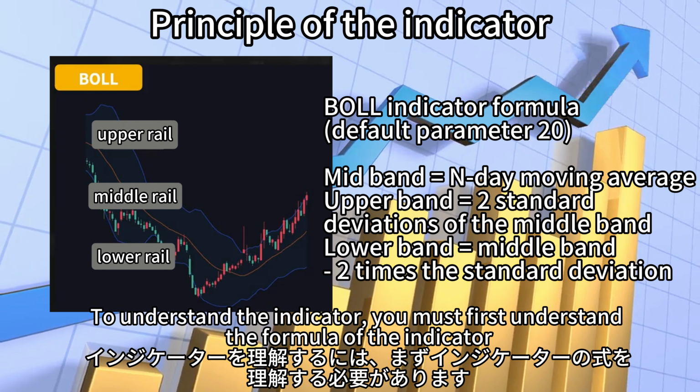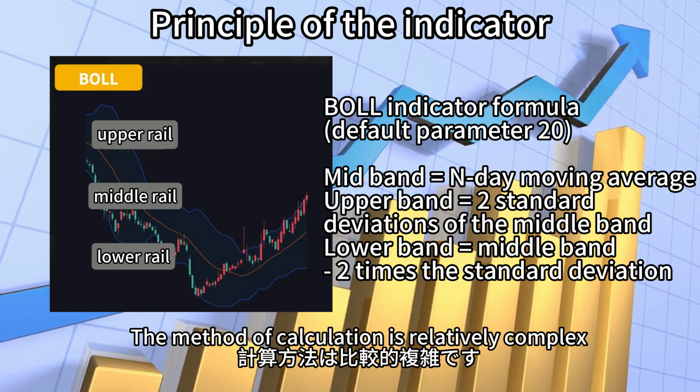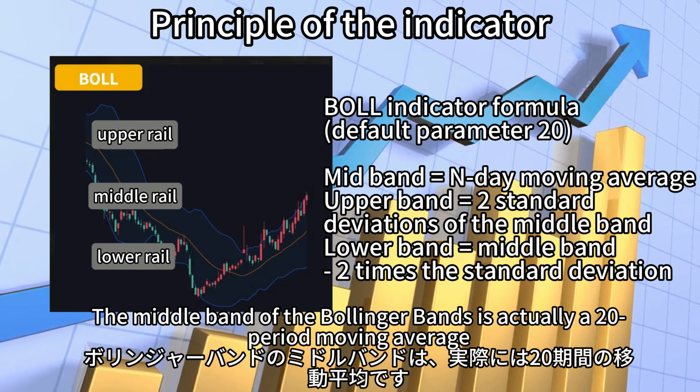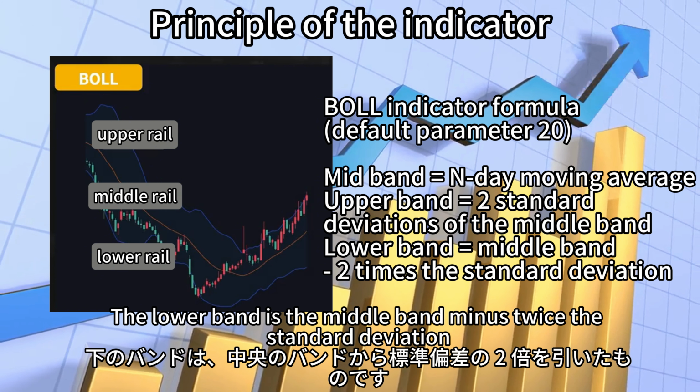To understand the indicator, you must first understand its formula. The method of calculation is relatively complex. As we mentioned earlier, the Bollinger indicator is mainly composed of 3 lines. The middle band of the Bollinger Bands is actually a 20-period moving average. The upper band is the middle band plus twice the standard deviation. The lower band is the middle band minus twice the standard deviation.